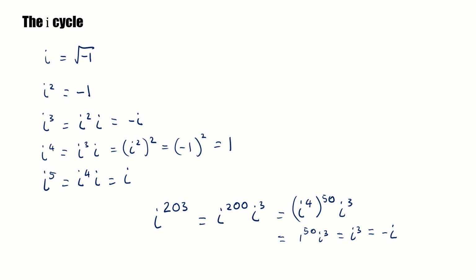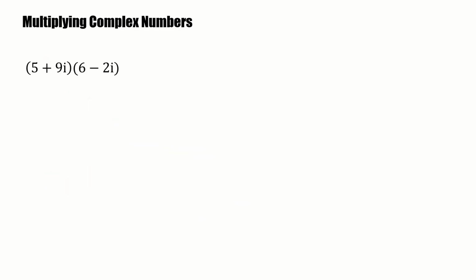That's pretty cool. And the reason this is interesting is because it opens up the door for us to be able to do other things, such as multiplying complex numbers together, because guess what? It acts exactly how you expect it to by just multiplying out the brackets, like with algebra. So, for instance, we do 5 times 6, which is 30. We can do 9i times 6, which is 54i. We can do 5 times minus 2i, which is minus 10i. And then if we've got 9i times minus 2i, that's going to be minus 18i squared.